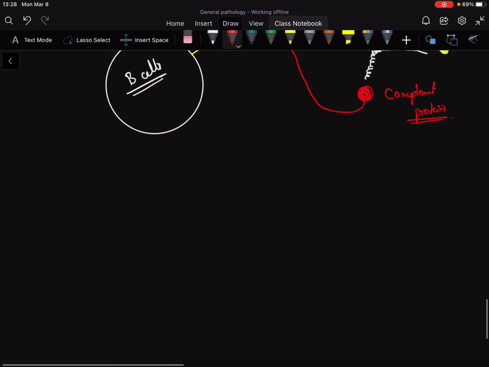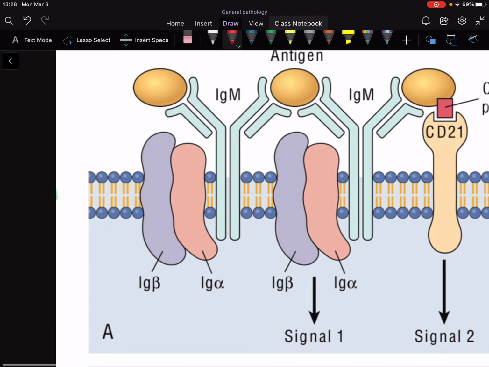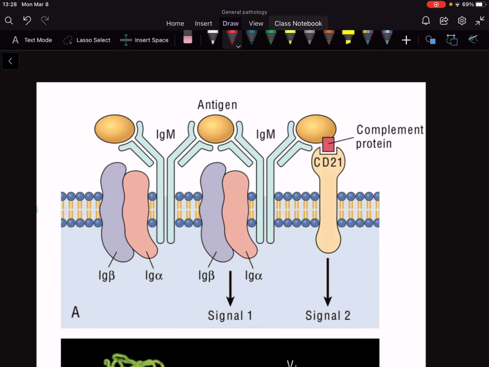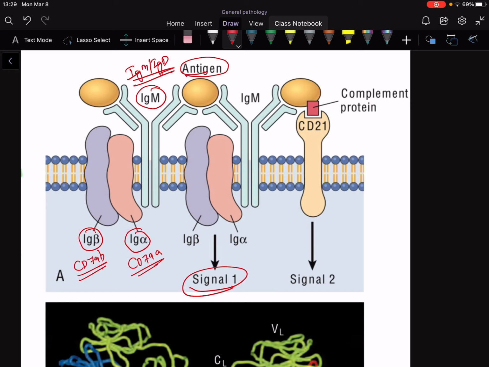So that was about B cells. We will take a look at the diagram. As you can see here, on the surface there are IgM or IgD antibodies on B cells. Aside from that, there are proteins called immunoglobulin alpha or CD79A and immunoglobulin beta or CD79B. What they do is they are helpful in signal transduction. IgM and IgD are helping in the trapping of the antigen, whereas CD79A and CD79B help in signal transduction.